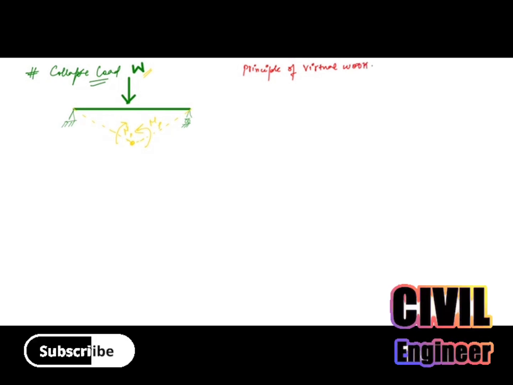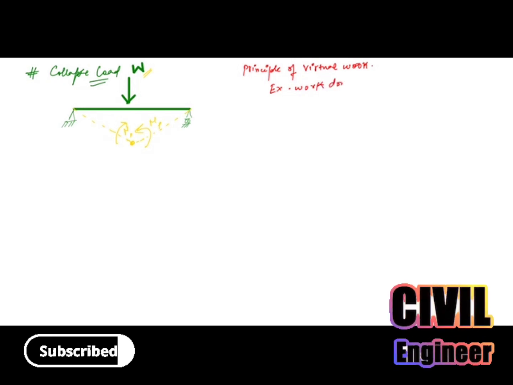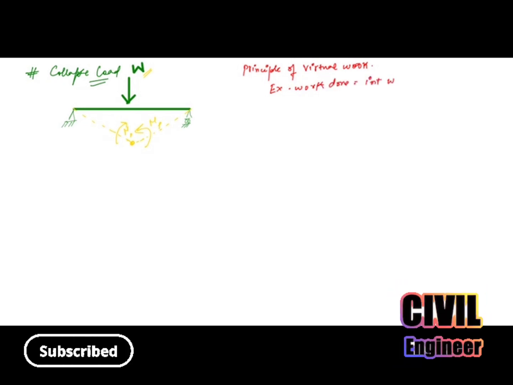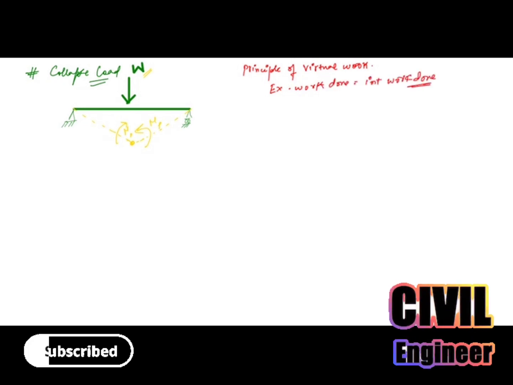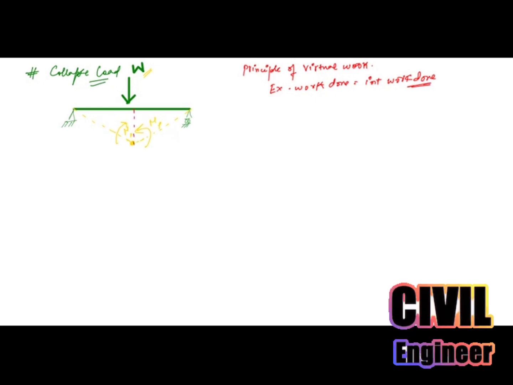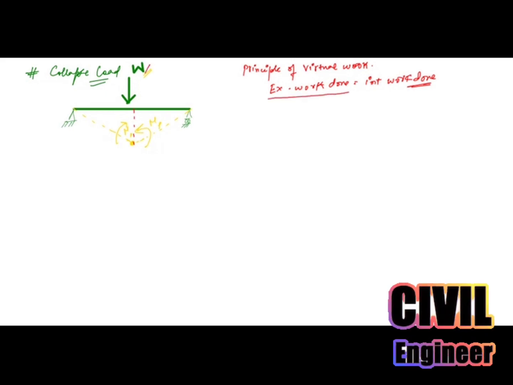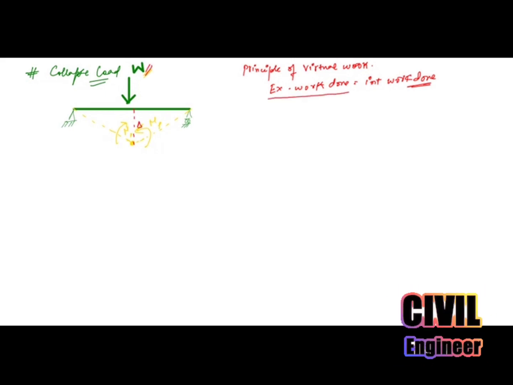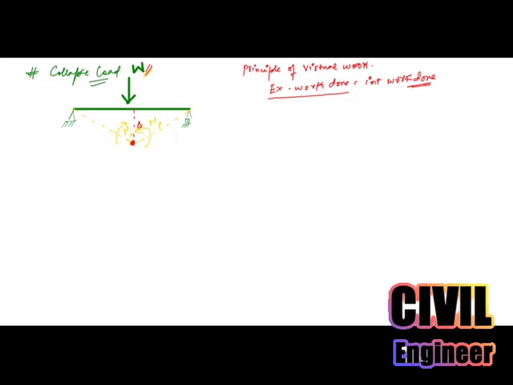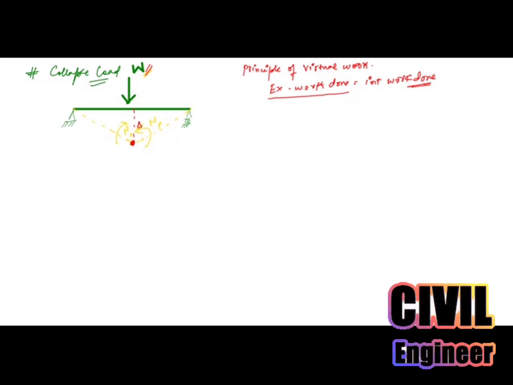Principle of virtual work says external work done is equal to internal work done. Now, in this case, the external work done is done by this load, this collapse load, which will cause a deflection of delta and a plastic hinge there.